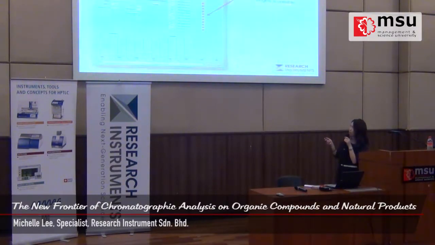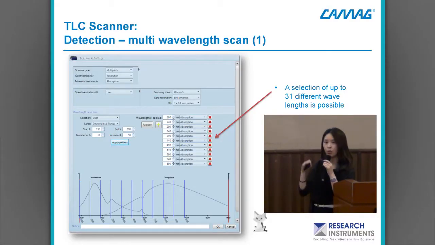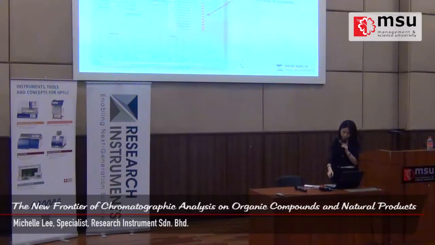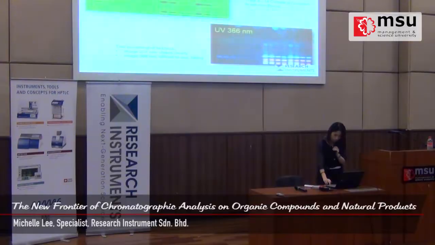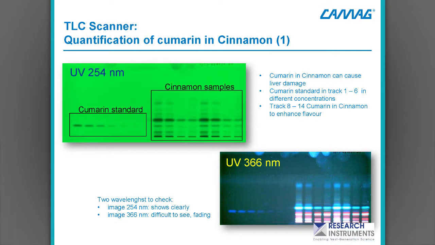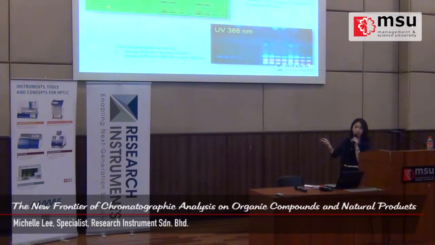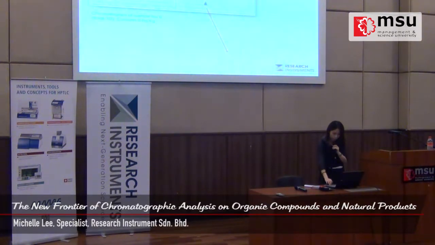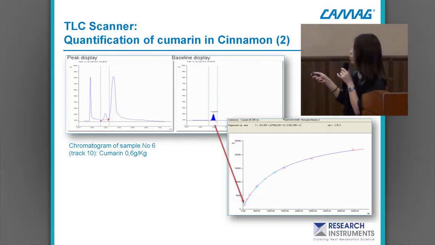And then just to share with you the scanner, we can actually scan up to 31 different kinds of wavelengths. So it's just to key in here. So this is the application where they actually do the quantification. So you have the samples, and then of course you will need the standards. So we will just place this plate into the scanner in order to scan the chromatogram. Okay, so this is how the chromatogram will look like.